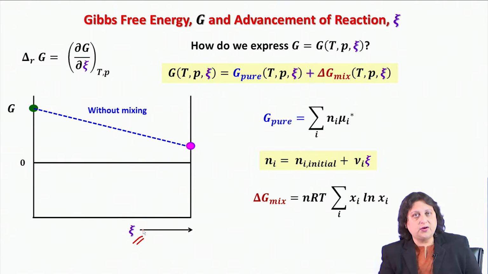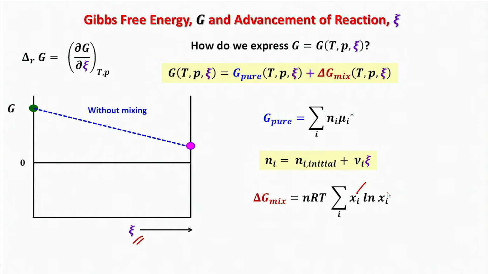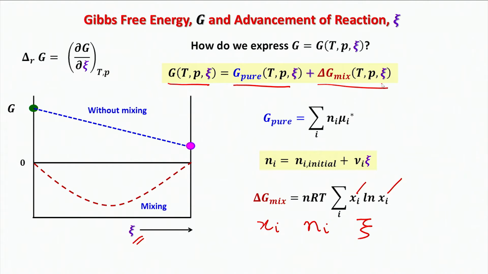And if I think of delta G mixing in terms of the composition of the mixture, I know that it depends on the mole fraction of the ith component in the mixture, and the mole fraction xi depends on Ni and Ni depends on xi. And therefore, if I plot delta G mixing, this would give me a relationship, a plot like this. Therefore, as you understand, G at constant T and p as a function of xi has two contributions at a given value of xi.